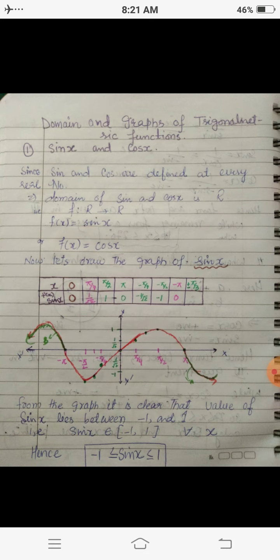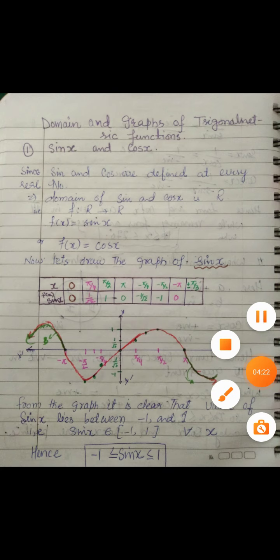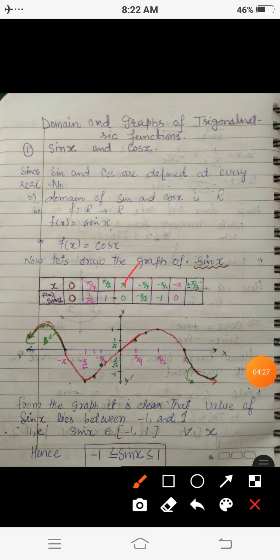Similarly, we can find the value of this function at pi. The value is 0, because sine pi is 0, so this means it is this. Similarly, at minus pi by 2, you know from the properties of trigonometric functions that sine of minus theta is minus sine theta, which implies that sine of minus pi by 2 is minus sine pi by 2. Sine pi by 2 is 1, so the value is minus 1.